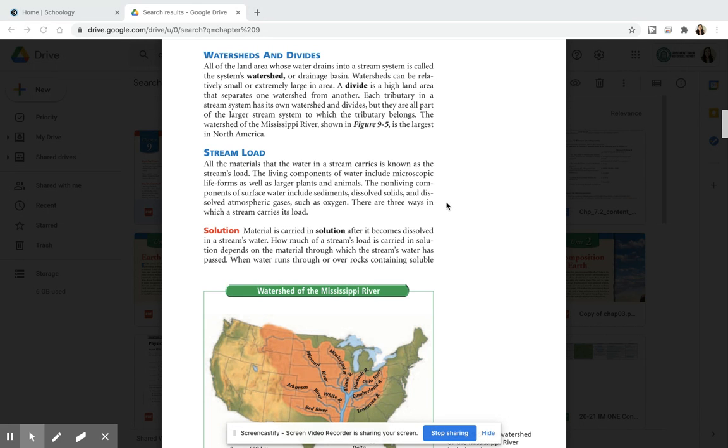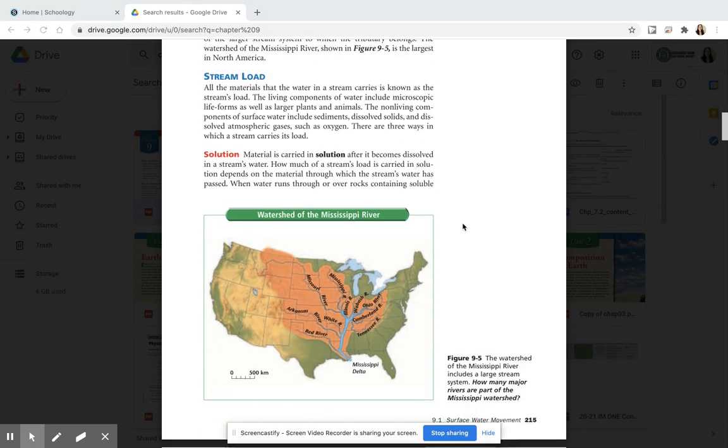Watersheds and divides. All of the land area whose water drains into a stream system is called the system's watershed or drainage basin. Watersheds can be relatively small or extremely large in area. A divide is a high land area that separates one watershed from another. Each tributary in a stream system has its own watershed and divides, but they are all part of the large stream system to which the tributary belongs. The watershed of the Mississippi River, shown in Figure 9.5, is the largest in North America.